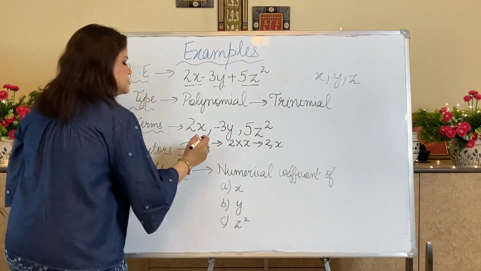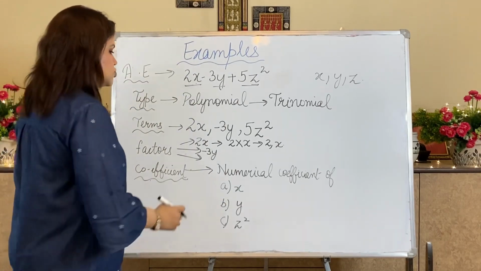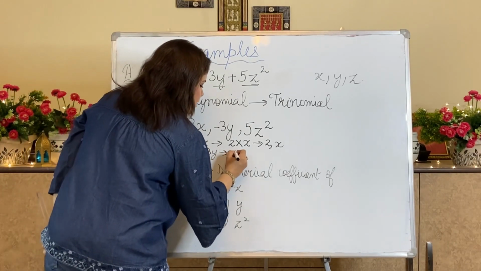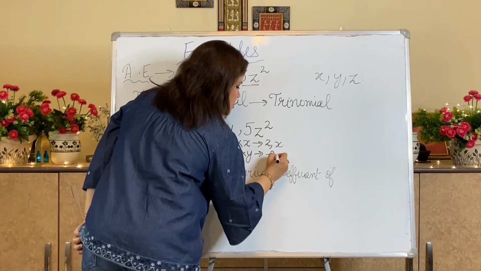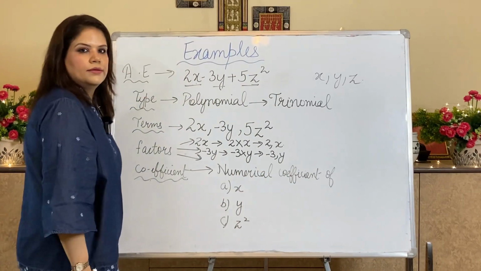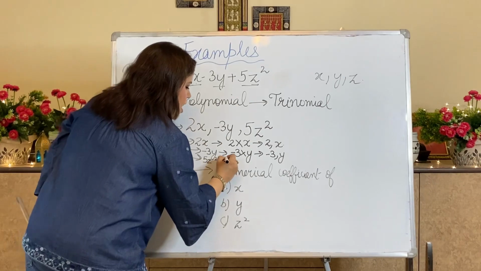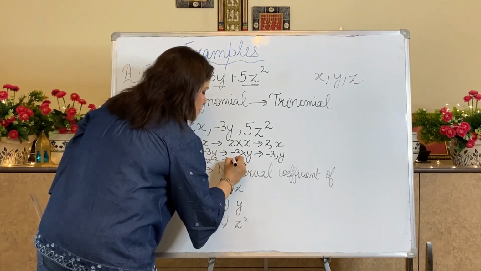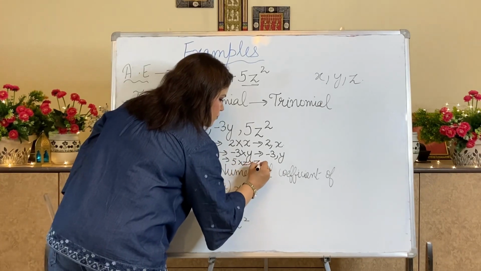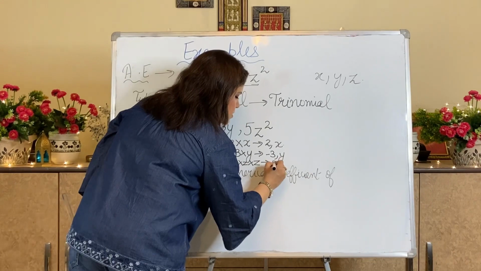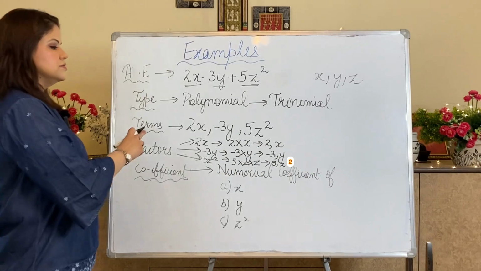Now minus 3y is my next term. Is it clear? So what are the factors here? Minus 3 is multiplying with y. So what are the factors? Minus 3 and y. For 5z square, I have z square. That means 5, and how many times z has to be multiplied? 5 into z into z. That means I have 2 factors here. 5 and z.